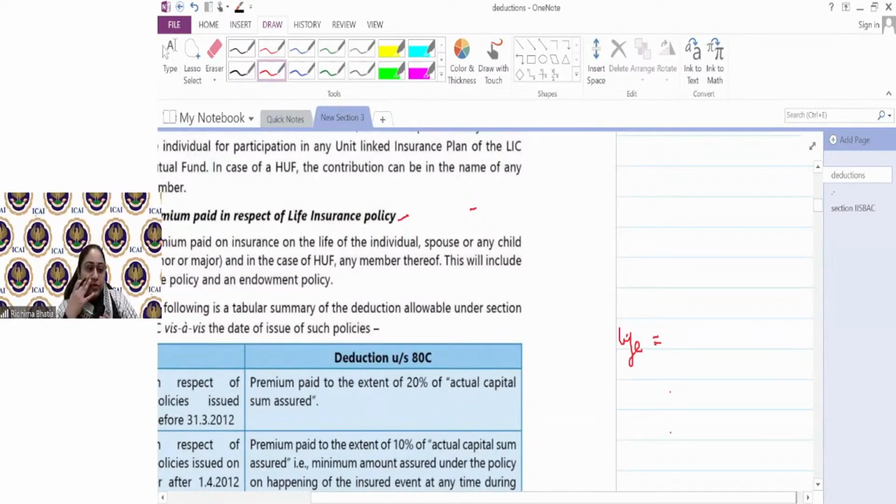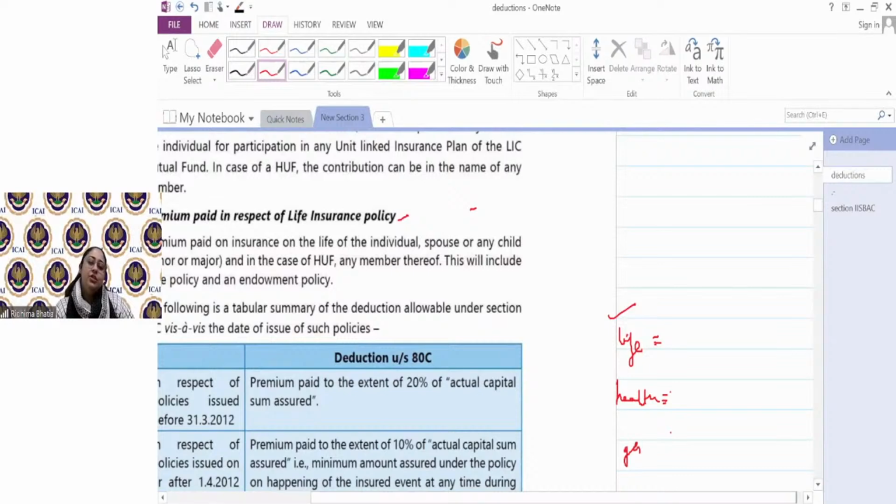Covers the life means, God forbid, if something happens to someone, a certain amount is given to the legal heir of the insured person. That is called life insurance, where you are protecting against the uncertainty which might be caused by death. Then there is health insurance or medical insurance. This insurance is done for the health of the person. That means if someday a person needs some medical treatment, then through this insurance cover, they can cover their medical treatment expenses. This is called health insurance.